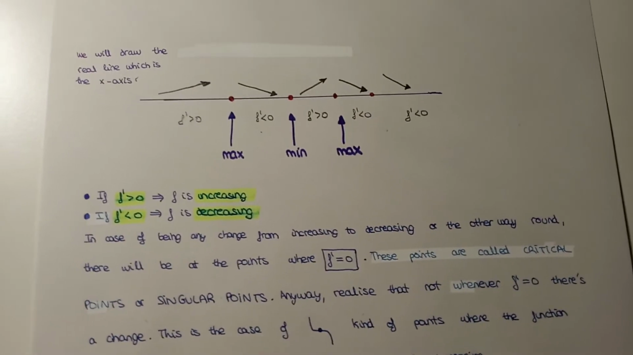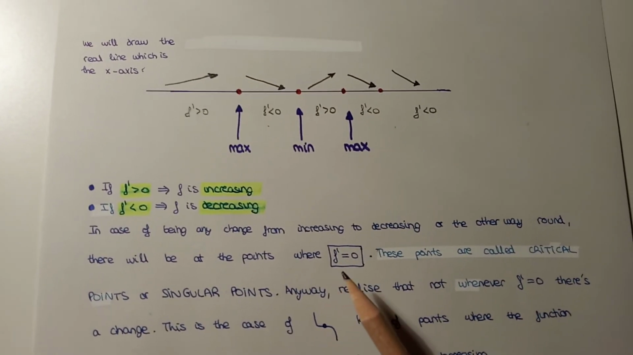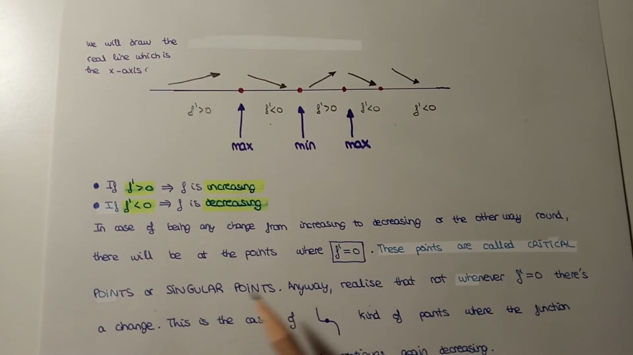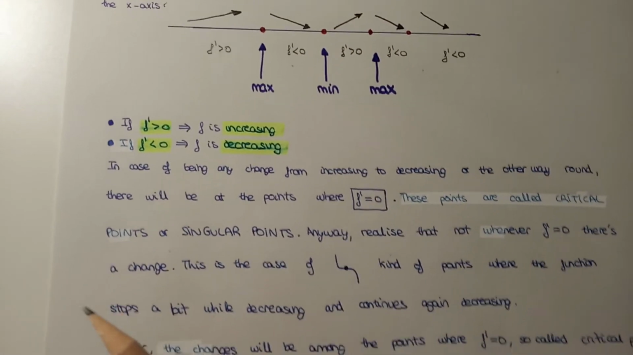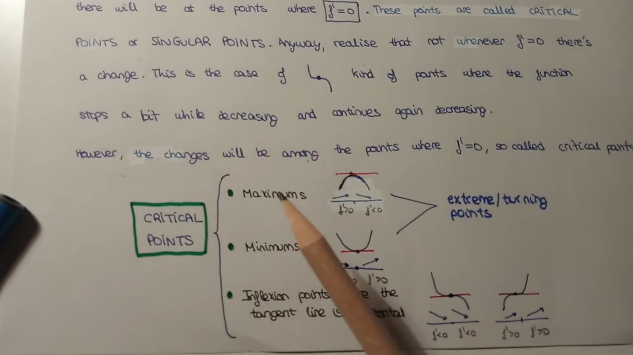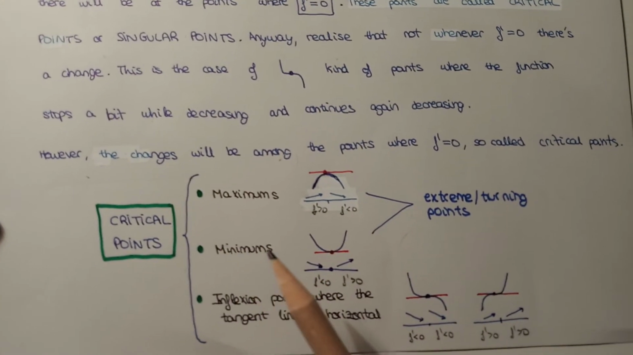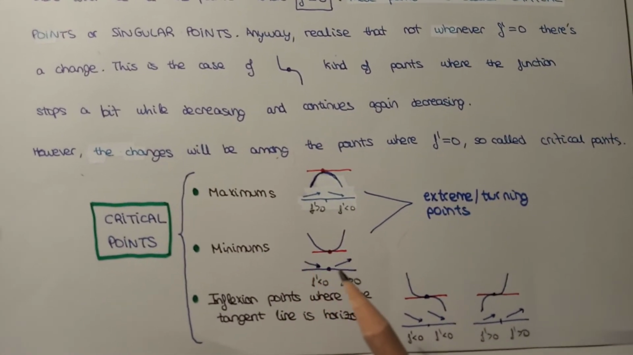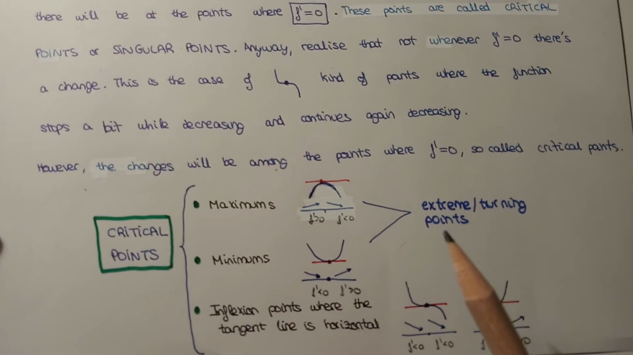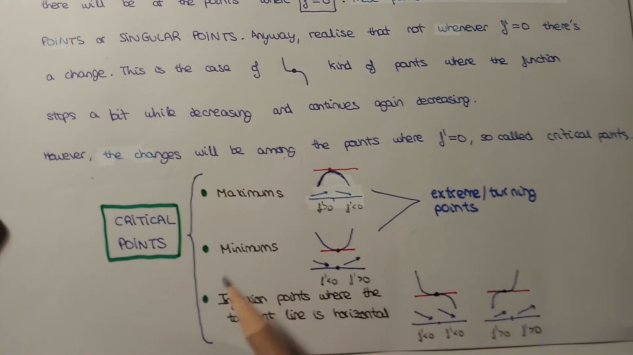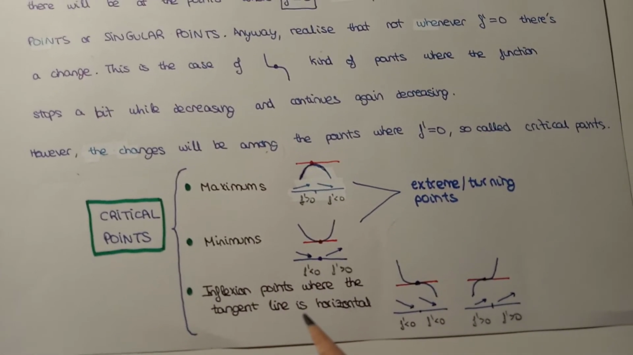All the points where the first derivative is 0, so the tangent lines are horizontal, are called critical points or singular points. And there are a few kinds of critical points. There are maximums, where there's a change from increasing to decreasing. We've got minimums, where there's a change from decreasing to increasing. And these two, as you know, are extreme points or turning points. Then we've got the third kind of critical points, which are inflection points where the tangent line is horizontal.